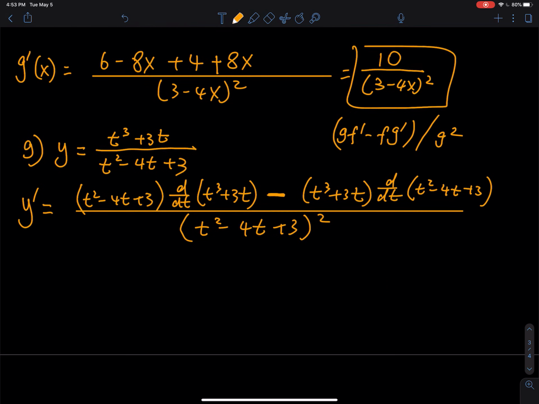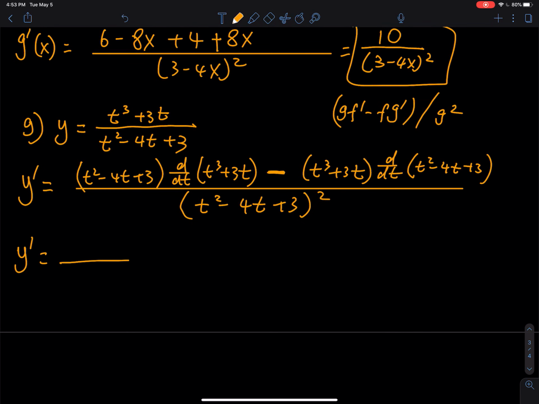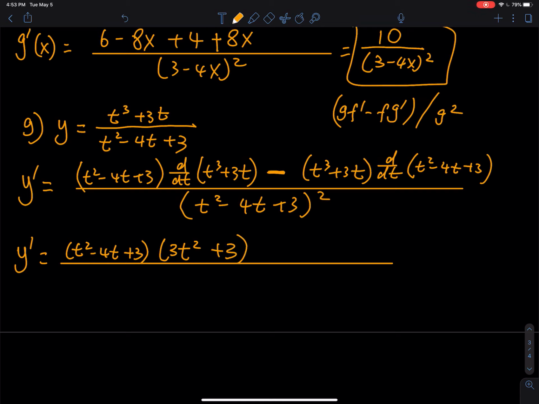Let's move this up. So y prime is equal to, that would be t squared minus 4t plus 3. This will be a 3t squared, right? Bring the 3 down, and then 3 minus 1 is 2. And then the slope of 3t is 3, minus t to the third plus 3t. And then bring the t down. So that would be a 2t minus 4. The derivative of 3 is 0. Divided by t squared minus 4t plus 3 squared. And then you fully open the top, and then get rid of the like terms, and then you will be done.